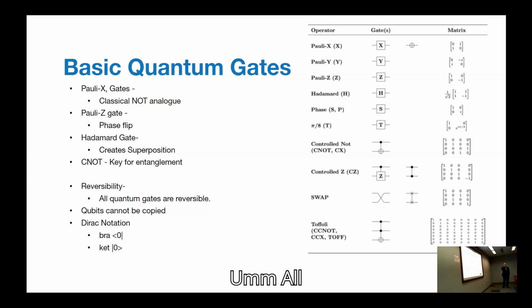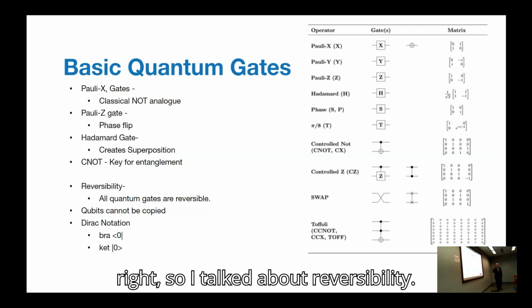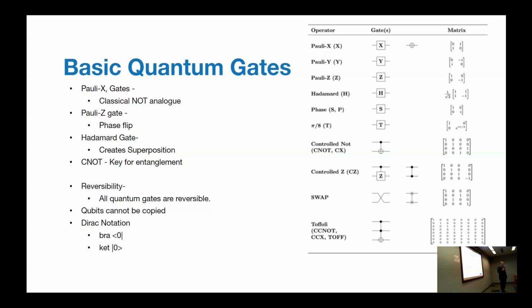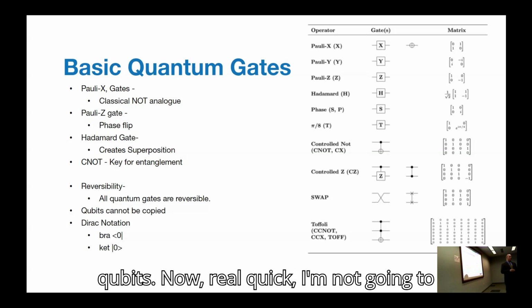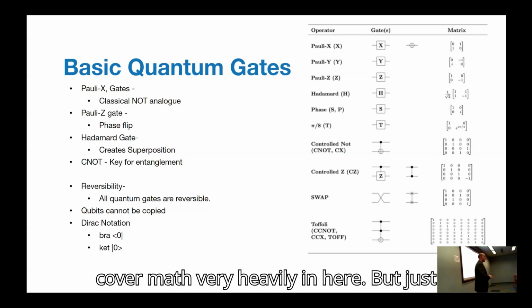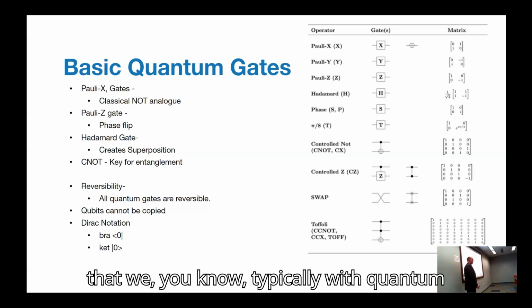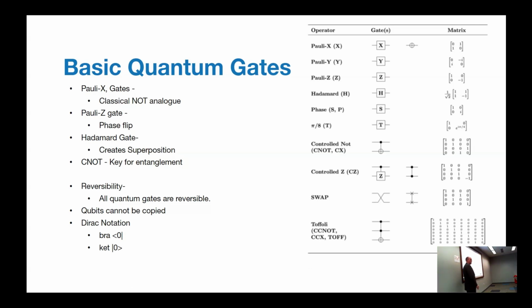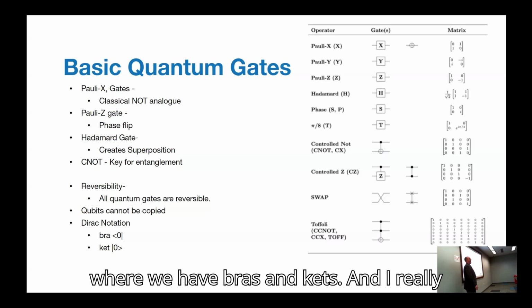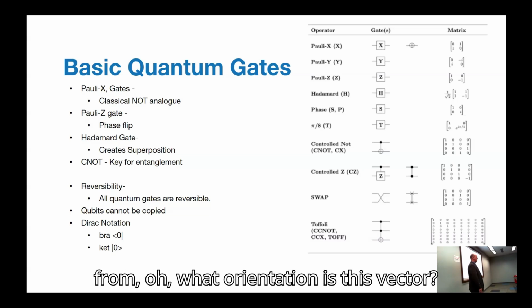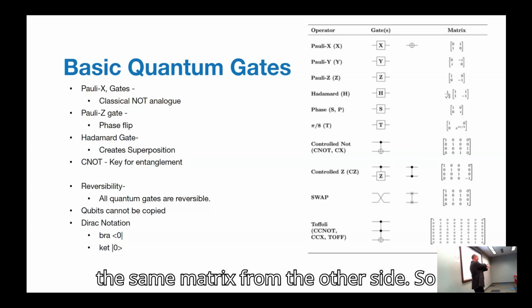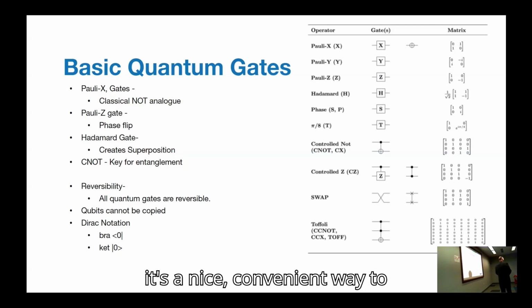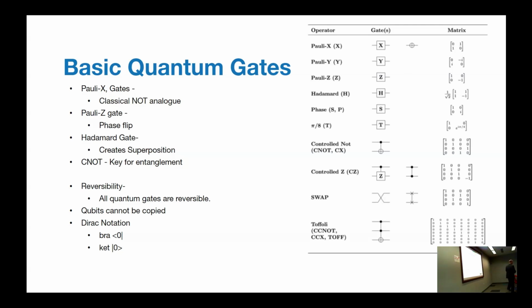Thank you very much. All right, so I talked about reversibility. All these quantum gates are reversible. Additionally, that entanglement is necessary because we can't copy these qubits. Now, real quick, I'm not going to cover math very heavily in here, but just so you know, typically with quantum computing, we use the Dirac notation where we have bras and kets. And I really like it because you kind of get away from what orientation this vector is in. If it's a ket, it works with this matrix. If it's a bra, it works with the same matrix from the other side. So it's a nice, convenient way to operate on this.